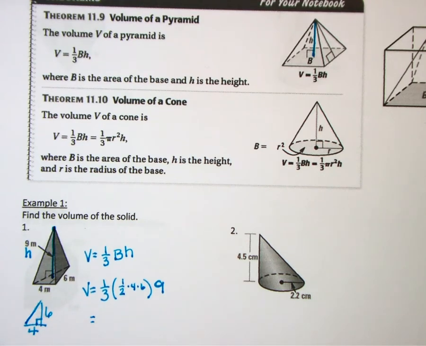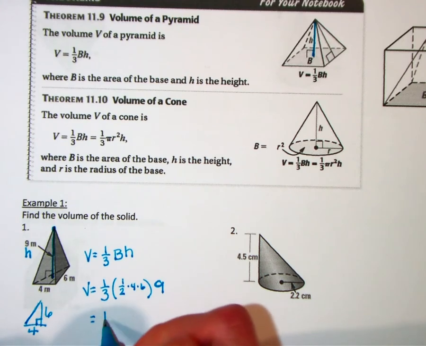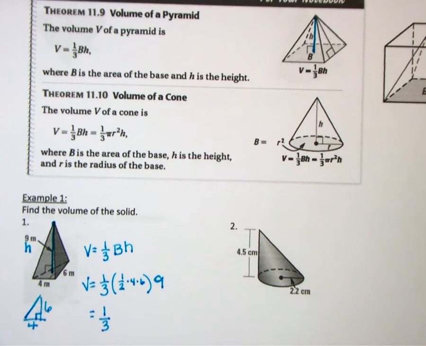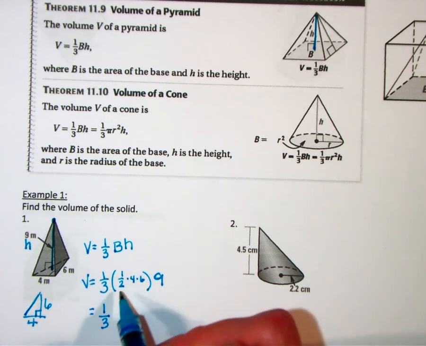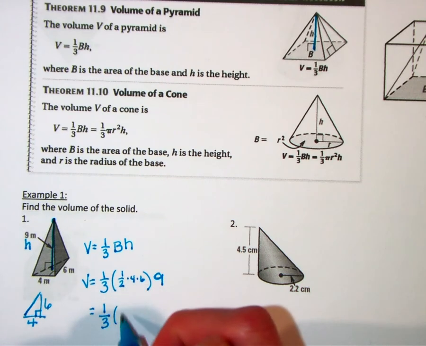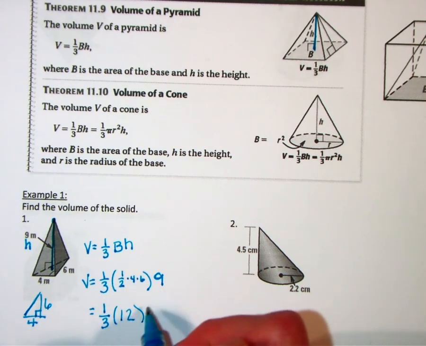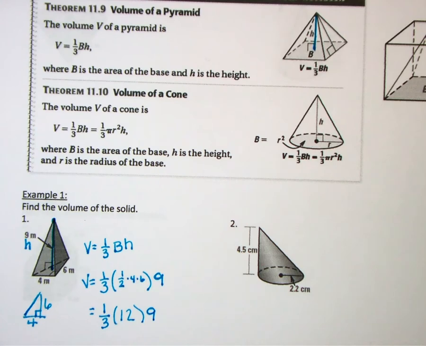Okay, so now let's simplify this up a little bit. So I'm going to leave the 1/3 there for a second. 1/2 of 4 times 6 is 12, and then we'll take that times 9. Now, if you're wondering about how to do this in your calculator, what I would do is I would take 12 times 9 and then just divide it by 3 to get the 1/3.